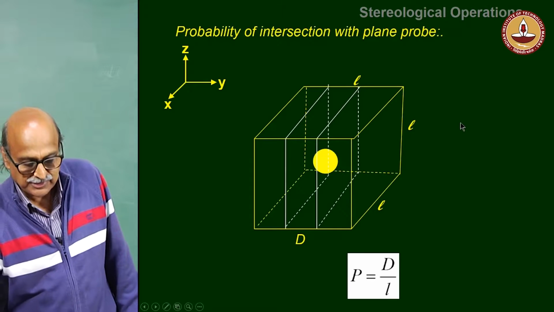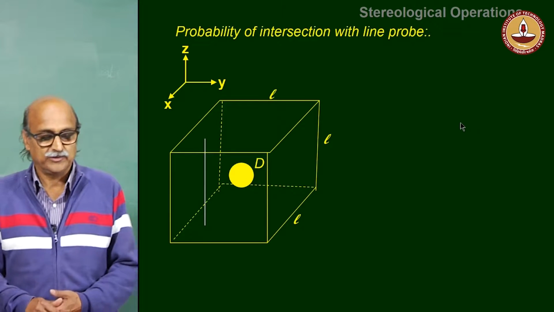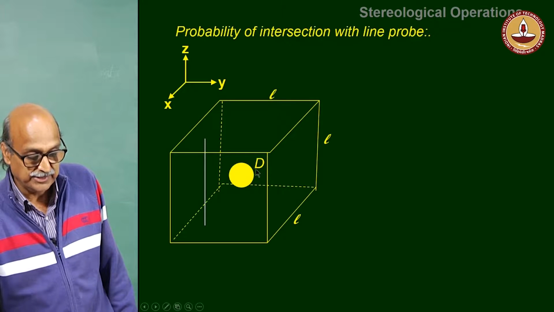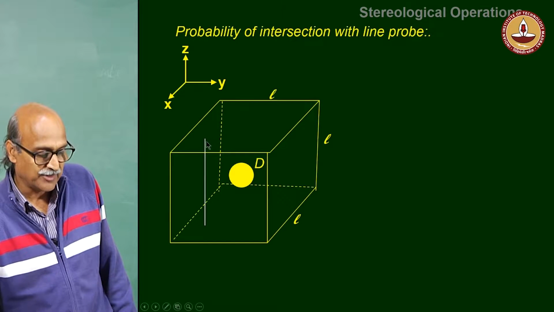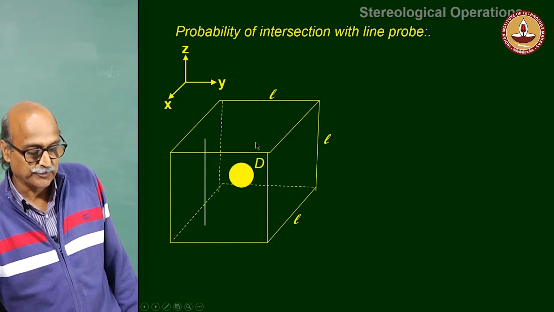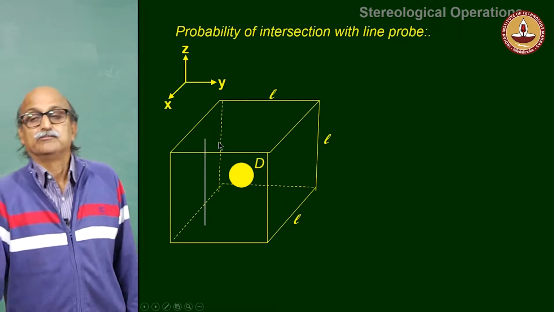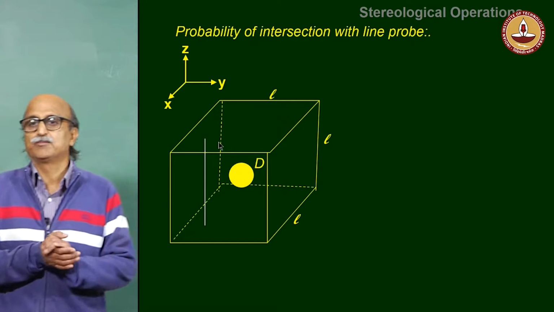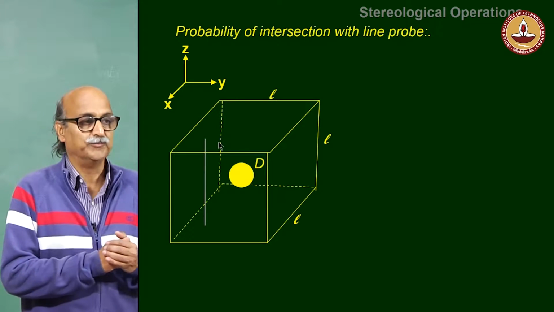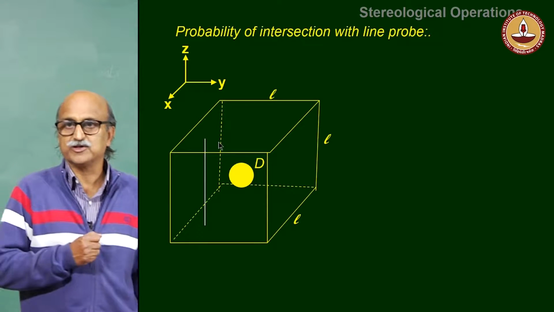Now, consider a line probe. Here I have again the same spherical object of diameter d inside the cubic volume, and I have a line probe which is kept parallel to the z axis, but it can be randomly located anywhere in the cube. What would be the probability of the line probe cutting the object? Any ideas here how we could determine this?